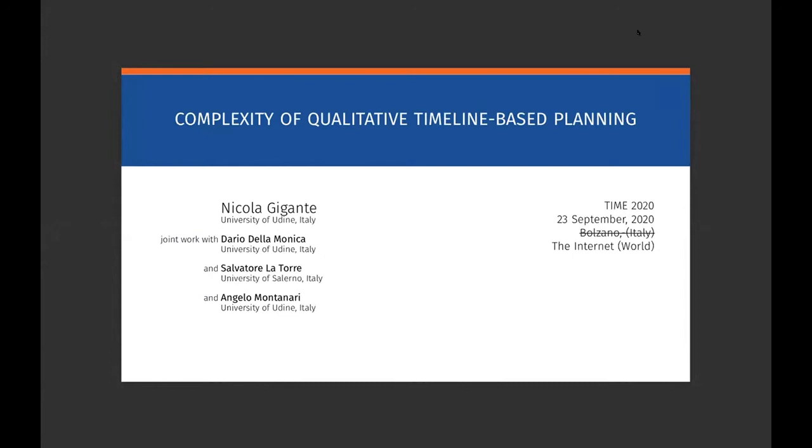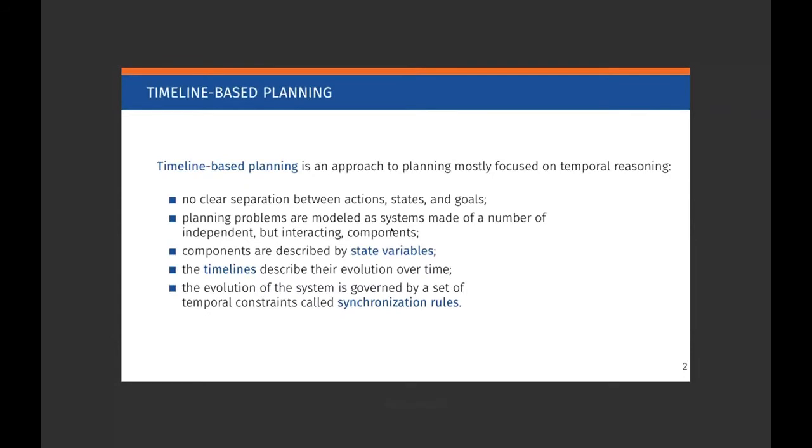So this is a joint work with Dario Della Monica, Salvatore Latorre, and Angelo Montanari. We are talking about planning, and in particular timeline-based planning. You may know from literature many planning languages such as PDDL or STRIPS. These are all action-based languages, in the sense that you model your problem with some actions that are executed by the agent, and when you execute an action, you have some effects that affect your state and so on. Instead, here we are talking about a different approach, timeline-based planning, which is mostly focused on temporal reasoning.